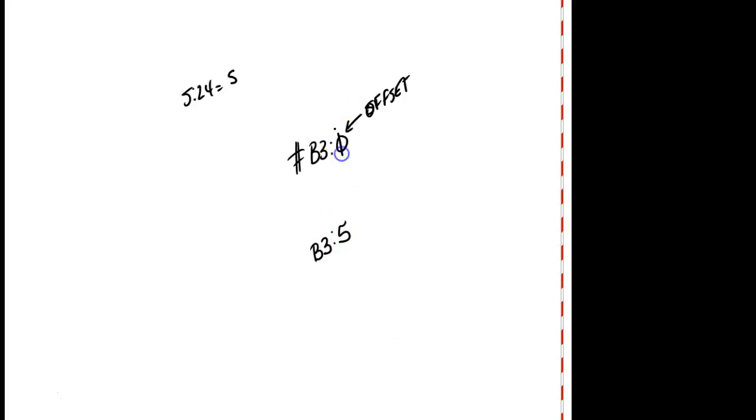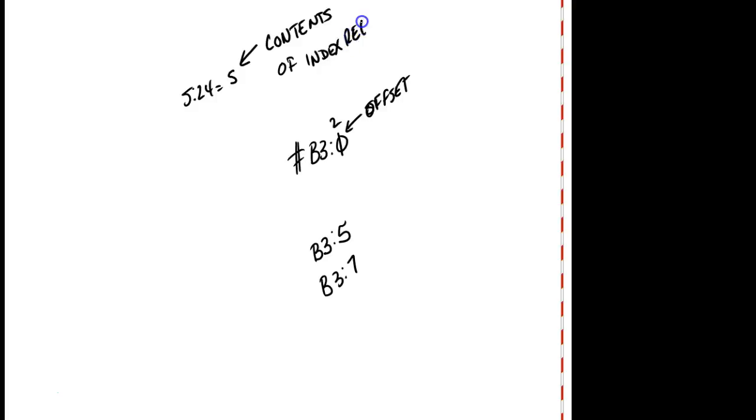Well, what if this right here was a 2? Then my address would be B3:7. So what we do is we take the contents of the index register and we add an offset to it.